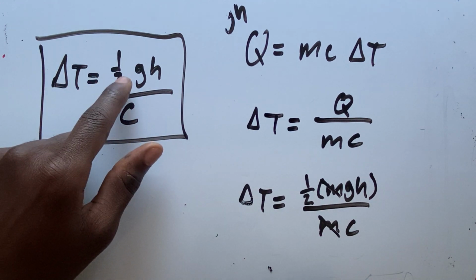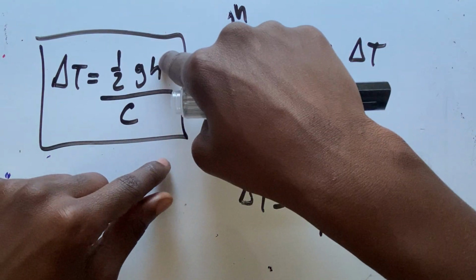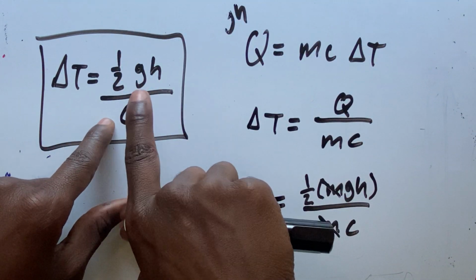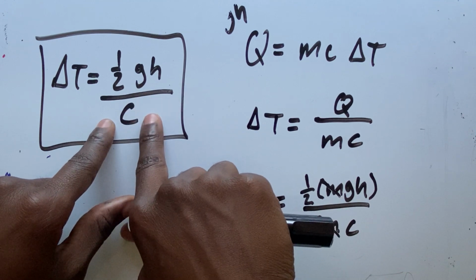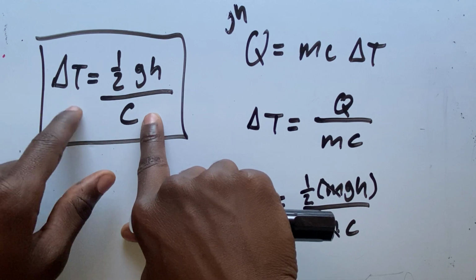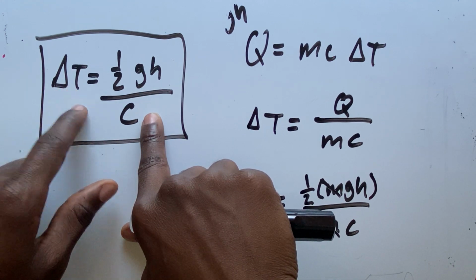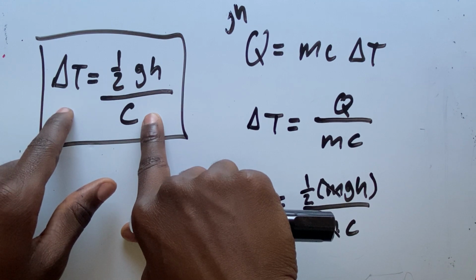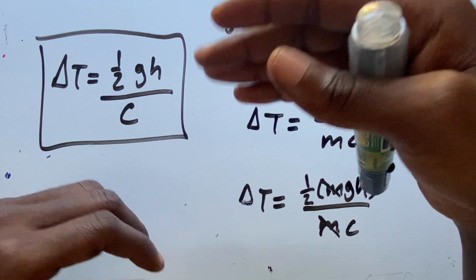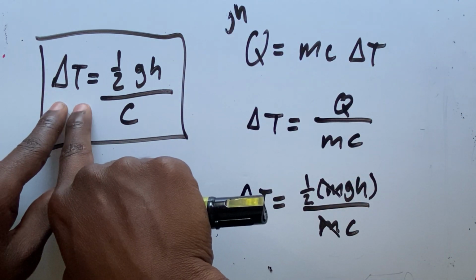So we have the acceleration due to gravity times the height, or how high you dropped it from. Cut that in half, and then divide by the specific heat of iron. And that's going to tell you the temperature change in the iron after it's dropped. So after you drop it from some height, the ball is going to be a little bit hotter, and that's given by this change in temperature here.